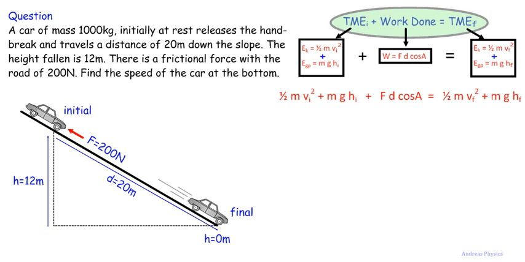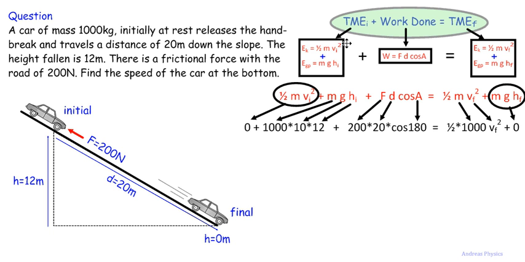Okay, so the total mechanical energy initially is found by the kinetic plus gravitational potential. So the kinetic energy initially is 0 because the car is at rest initially. So half mv squared takes the value of 0. But it does have some gravitational potential energy, which is found by the mass, which is 1,000, times g, which we approximate to 10, times the height initially, which is 12 meters.